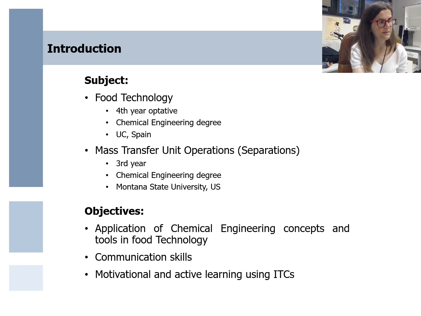The main objectives are providing the students with the opportunity to apply concepts of chemical engineering and tools that they have been studying or seeing throughout the degree into food technology issues, improving their communication skills, and also the motivation and commitment with the subject contents and their own learning throughout the whole semester.